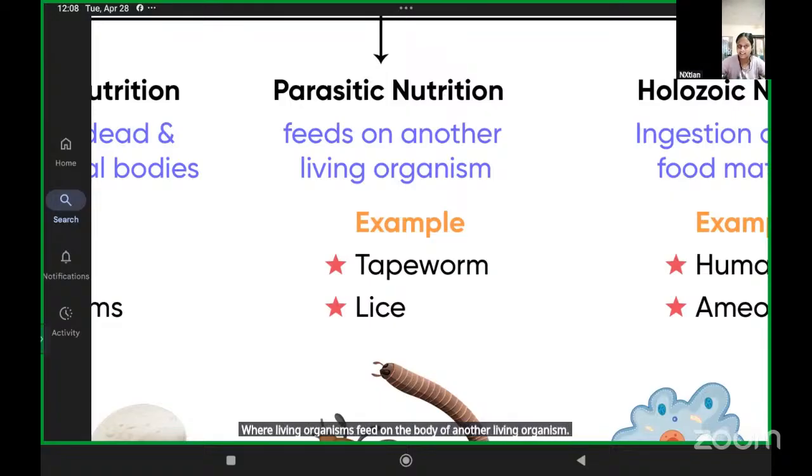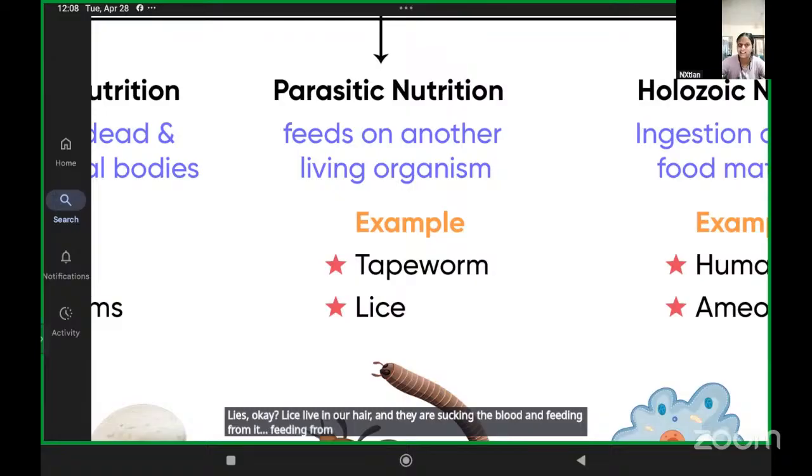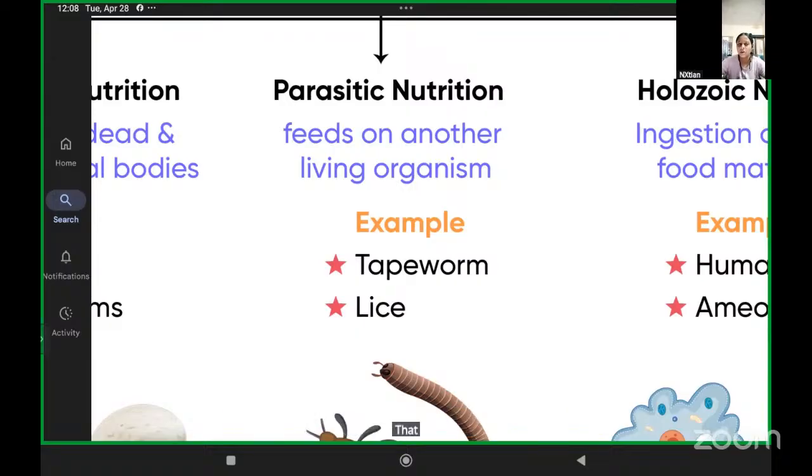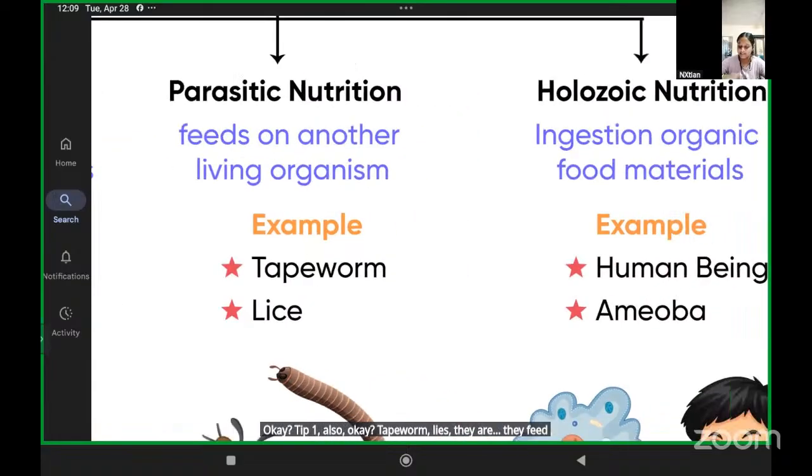Parasitic nutrition is the nutrition where living organisms feed on the body of another living organism, like lice. Lice live in our hair and they are sucking the blood and feeding from our scalp. Lice is a parasite. A parasite is a type of organism that lives in the body or on the body of another living organism and eats from it. Tapeworm also. Tapeworm, lice. They feed on another living organism.